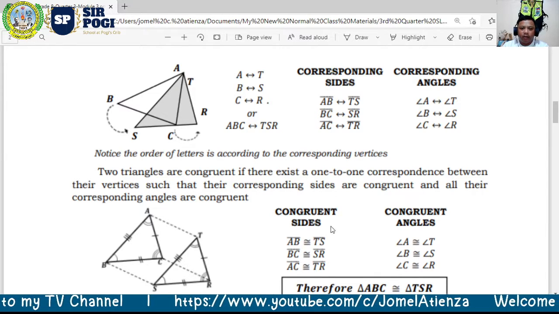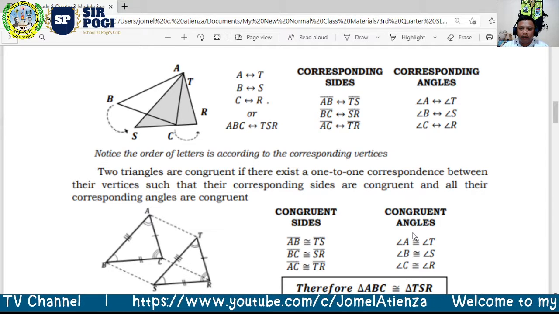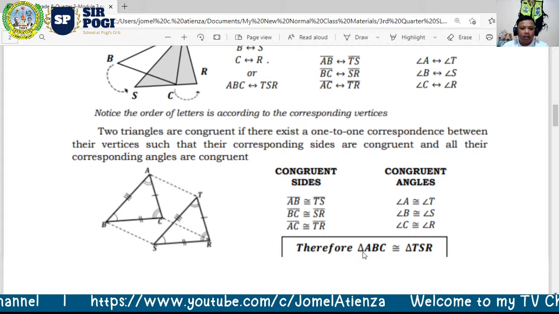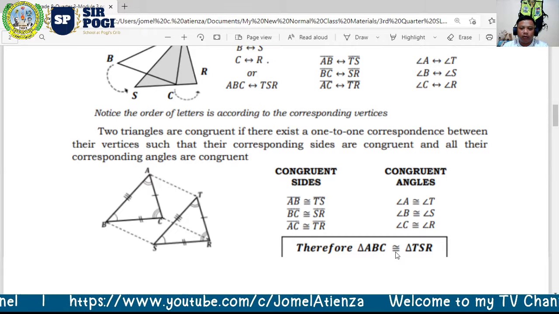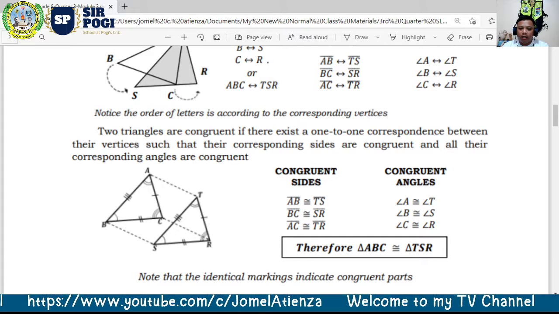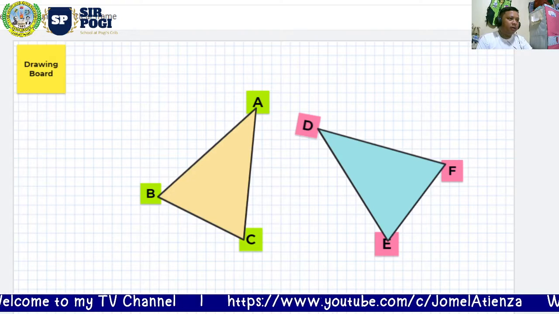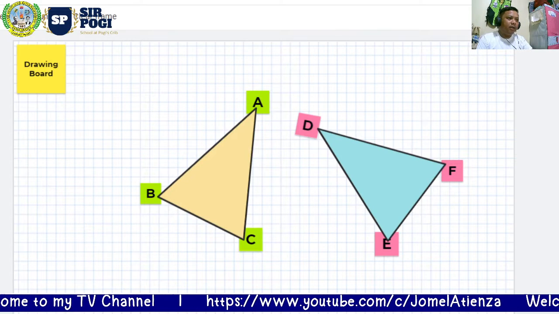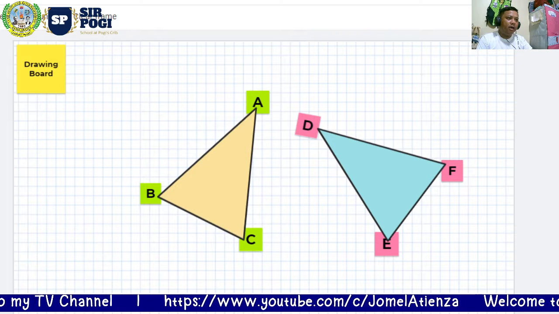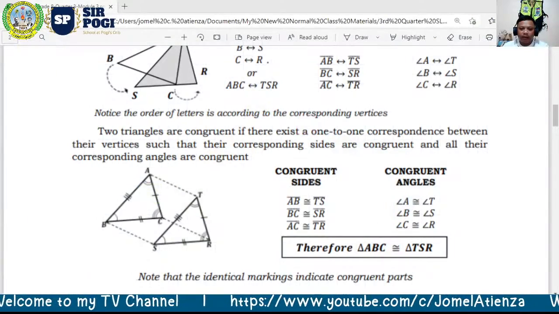So we have congruent sides and congruent angles. Therefore, in this example, triangle ABC is congruent to triangle TSR, just like in our drawing board where triangle ABC is congruent to triangle DEF.